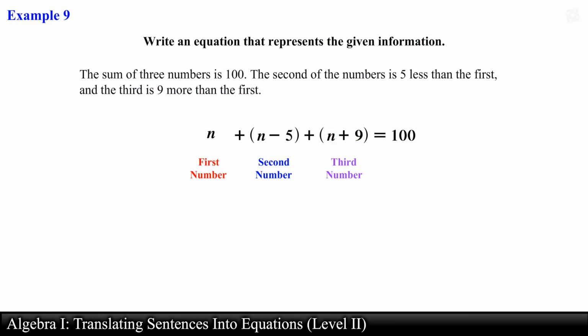So the final equation is written as n plus the quantity n minus 5 plus the quantity n plus 9 equals 100. This final problem contained a relatively large amount of information, but was manageable by systematically translating each phrase one by one and determining what the variable should represent. In this problem, it turned out to be the first of the 3 numbers. Alright, in our next video we will use all the skills that have been developed up to this point and further increase the difficulty by translating actual word problems into equations.